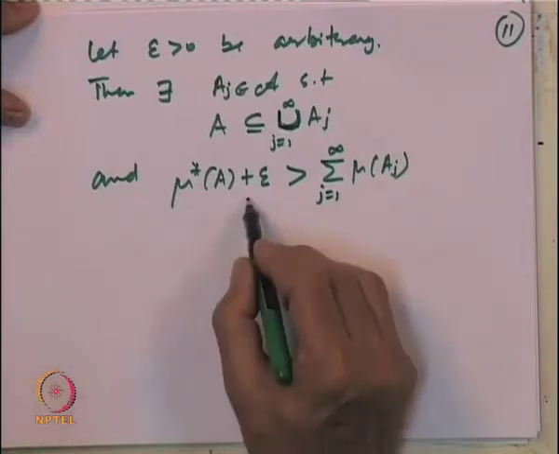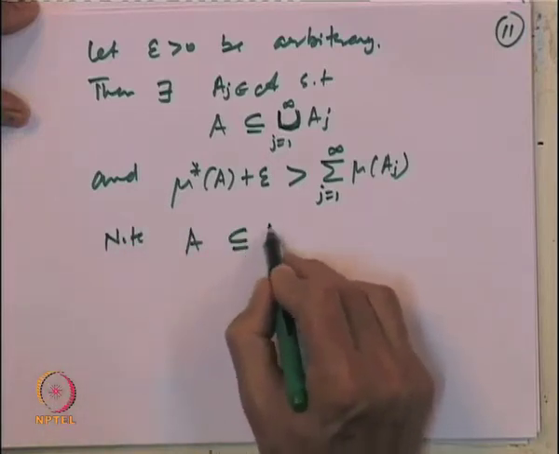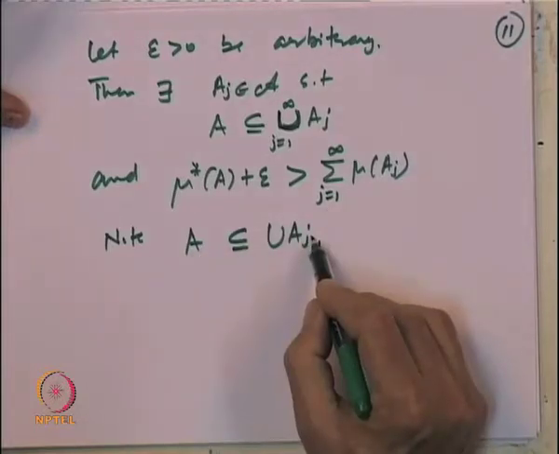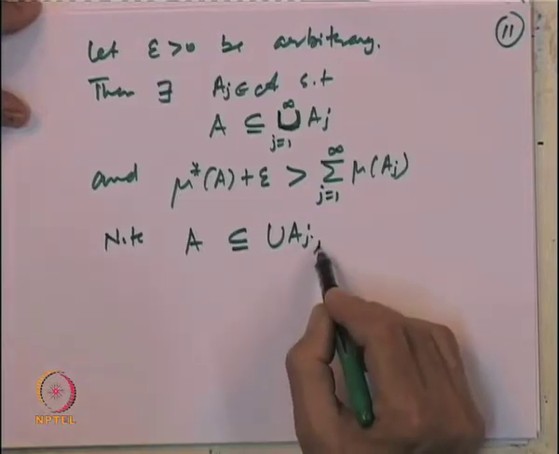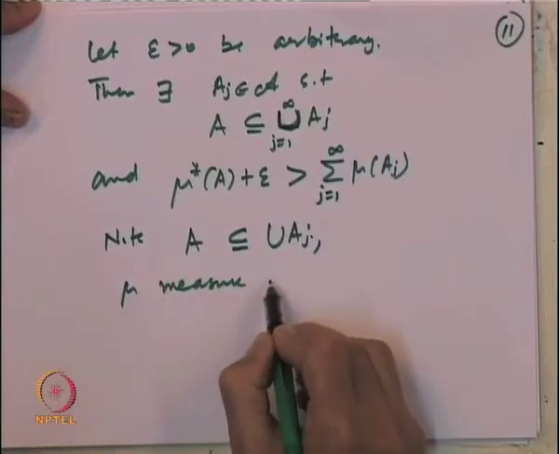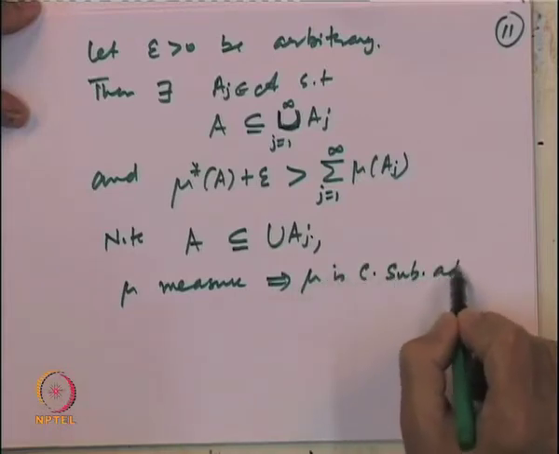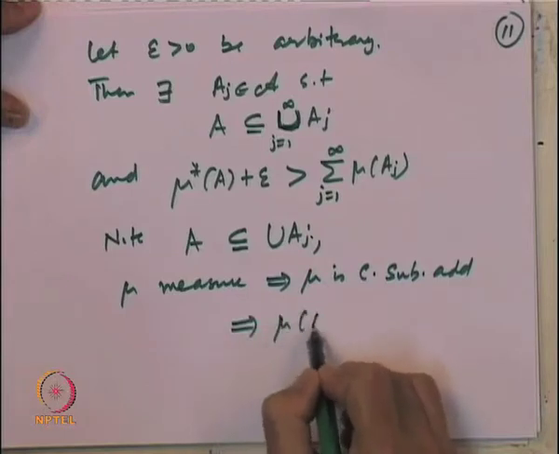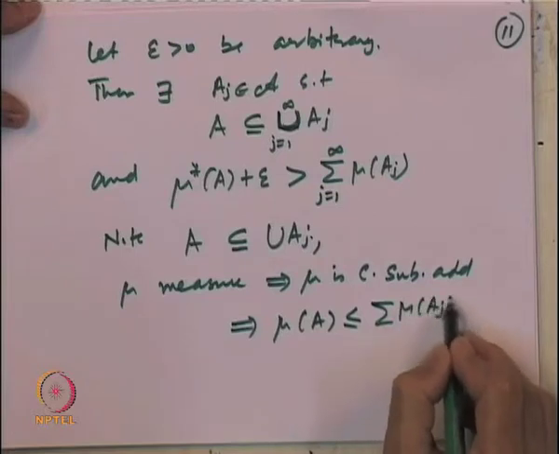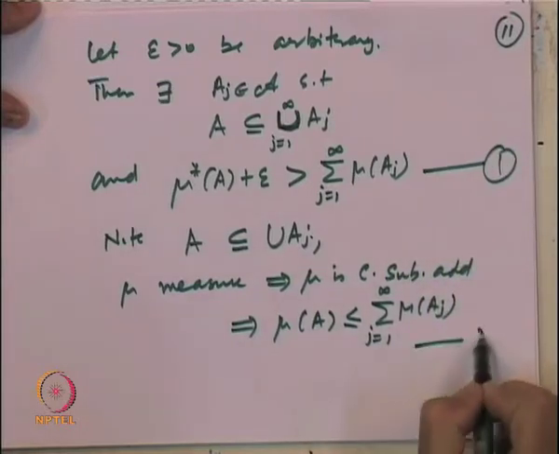Now, note A is contained in the union of A j's and all of them are elements in the algebra. We have assumed A is in the algebra, so everything is in the algebra. And mu is a measure, and we showed every measure is countably sub-additive, and that implies that mu of A is less than or equal to the summation of mu of A j's, j equal to 1 to infinity. So, look at this equation 1, look at this equation 2.